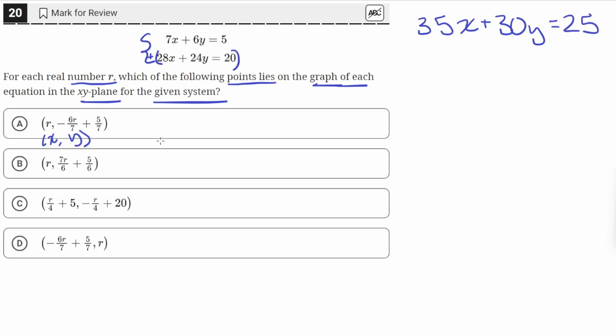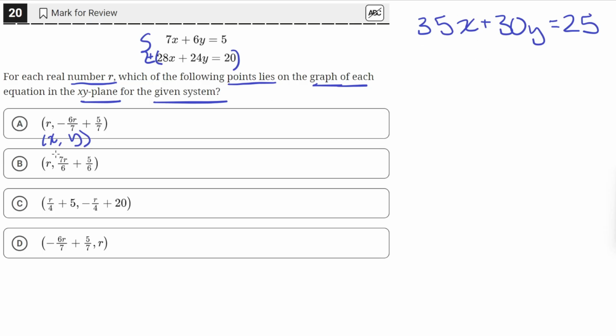So whichever of these points satisfies this equation here means that it would satisfy it. So in order for a point to satisfy both of these equations here, it also has to satisfy this single equation here. So if we plug in these points and we find that only one of them satisfies this equation, then that means that only that point can satisfy the system of equations here.